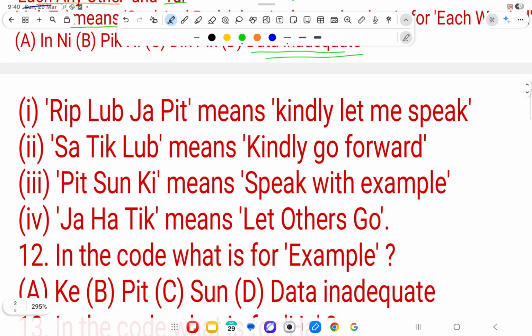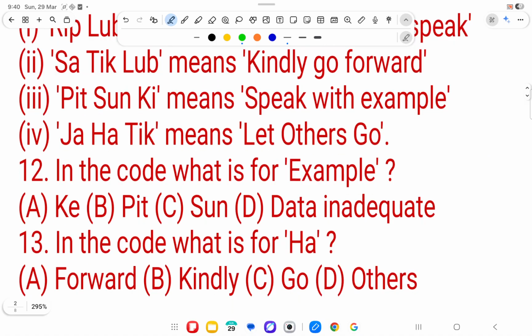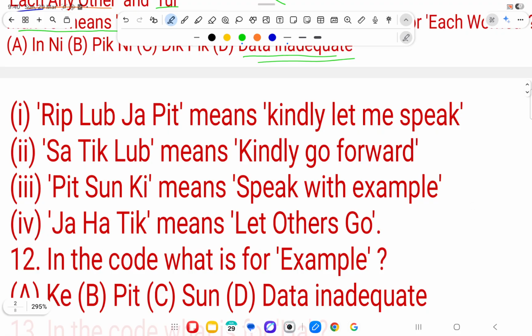RIP, LUB, JA, PIT means kindly let me speak. So finally they are asking for HA. The 13th question they are asking. HA means, where is HA? It is in the third one. Is that repeated anywhere? HA, it is not repeated. Now in the same sentence, check the remaining letters. Are they repeated? Yes, JAI is repeated and TIK is repeated.